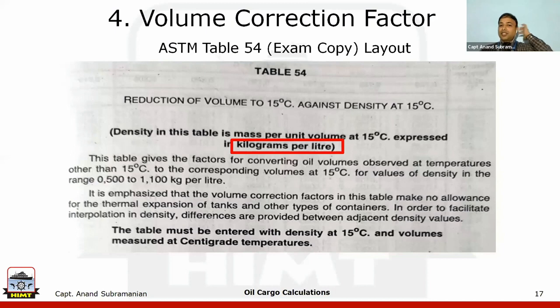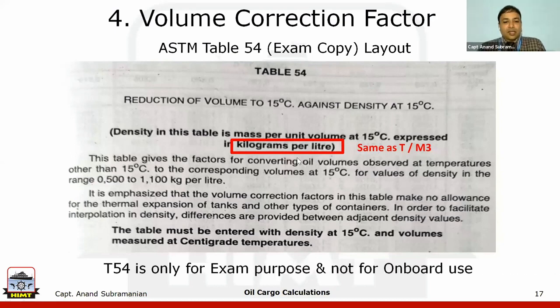The unit mentioned inside is kilogram per liter. Kilogram per liter, like I said earlier, is also the same as tons per cubic meter. If I multiply the numerator, kilograms, by 1000, and the denominator also by 1000, we get tons per cubic meter. So whatever unit comes in, they're interchangeable and the same thing can be used. And again, I'm telling you, this Table 54 we're going to use for examination is only for exam purposes and not for onboard use.